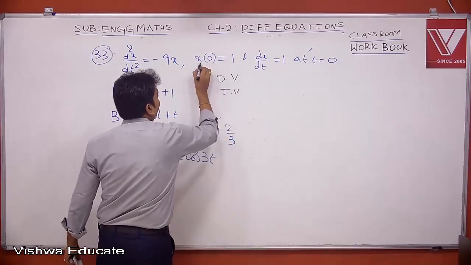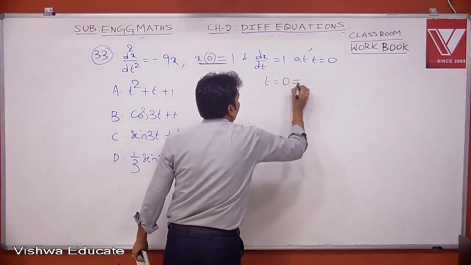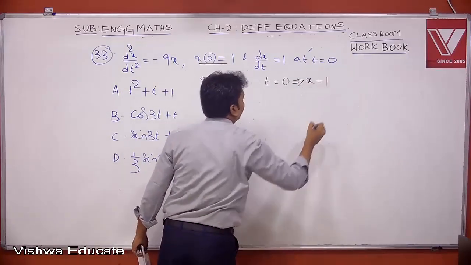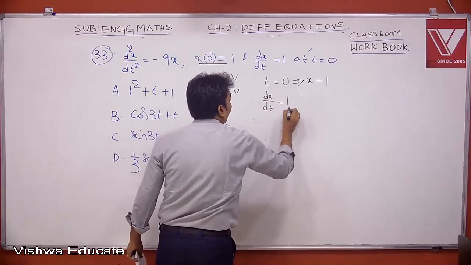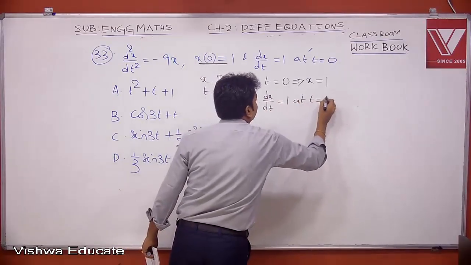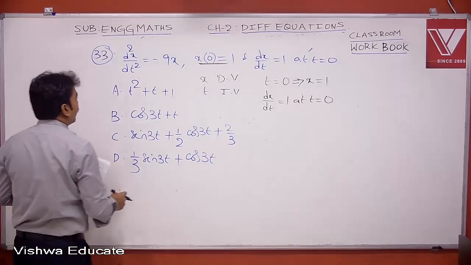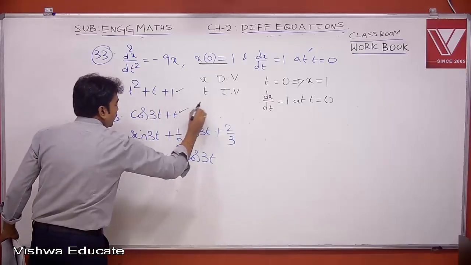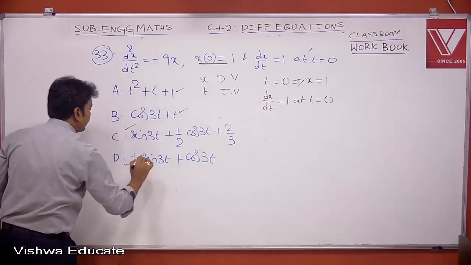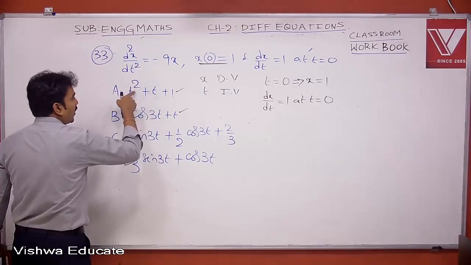What is the first boundary condition? x of 0 is 1. That means when t equals 0, x value is 1. Here dx by dt equals 1 when t equals 0. Therefore, let us see. Here all these are x values. Now when you replace t by 0, you will get 1. So the first boundary condition is clear.